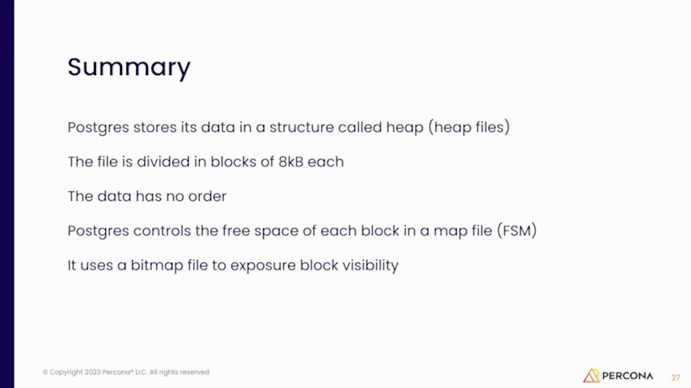So the file is divided in 8 kilobyte blocks. There is zero order inside of the data file. So it's going to be in the order that we insert the data in the beginning, but when you start updating, you just start shuffling the data here and there. The data can change from a block to another. So there is no order guaranteed on the heap file. Keep that in mind. Postgres controls the free space for each block on a map file, like the free space map, and also it uses that to expose the visibility of the block. How much empty space there is, if there is some visibility in there.